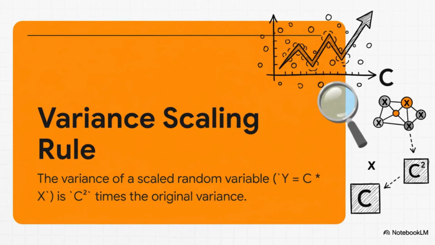And the answer, it turns out, was hiding in a core principle of statistics. There's this rule that says when you multiply a variable by some number, let's call it c, its variance doesn't just multiply by c, it multiplies by c squared. And that little detail, that exponent, that's the key to everything.